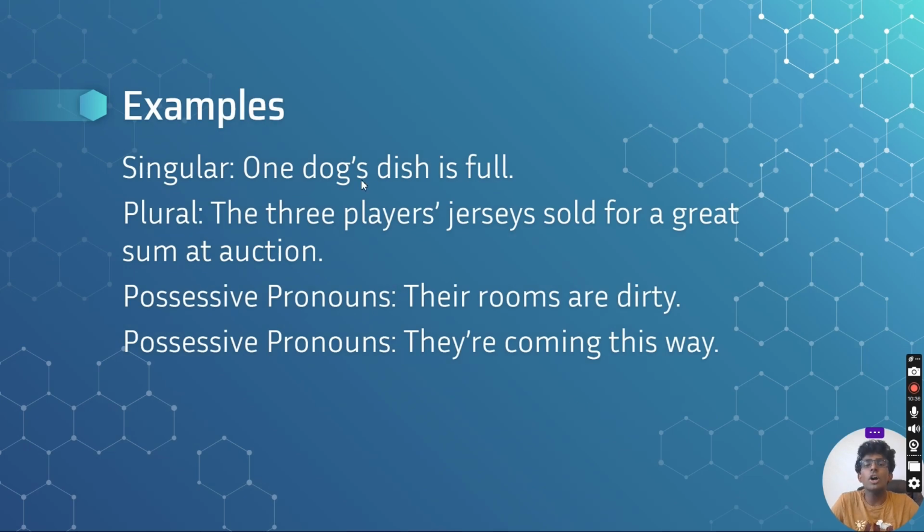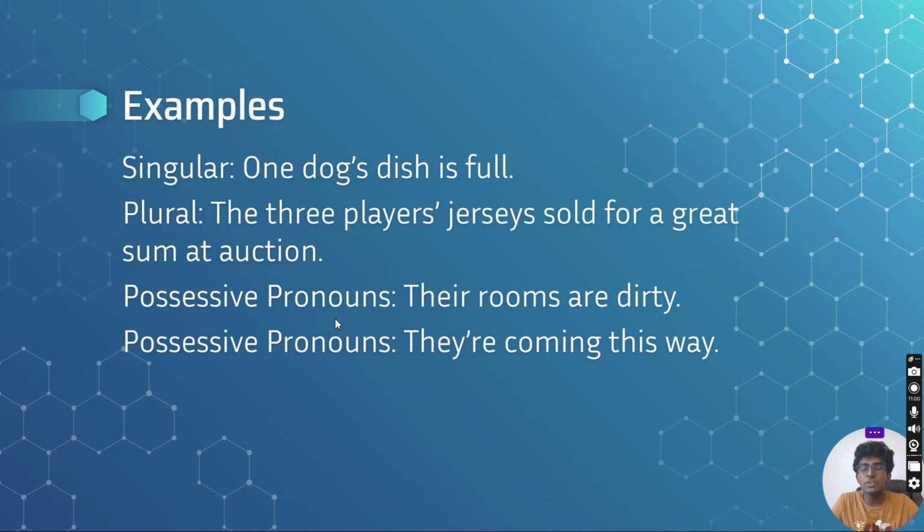So: one dog's dish is full. So dog, that's our subject, right? And he has a dish. Since dog is singular, we have an apostrophe and then S. For plural: the three players' jerseys sold for a great sum at an auction. Three players, it's plural, so we want to put the apostrophe after the S for the subject.